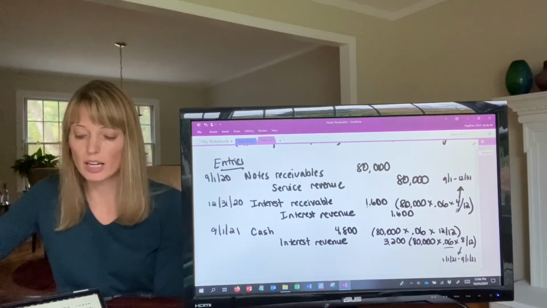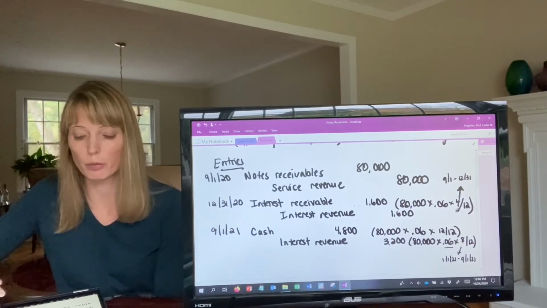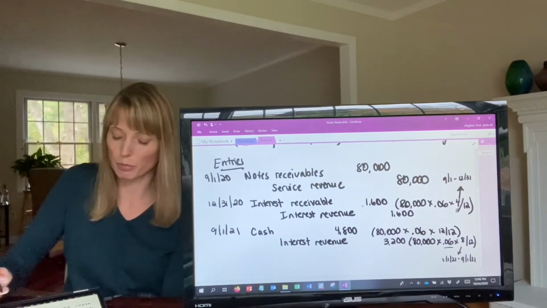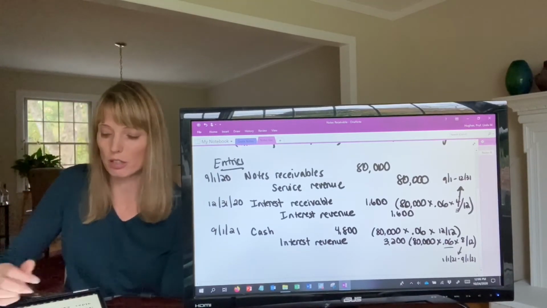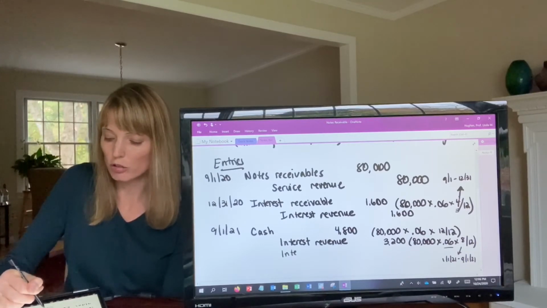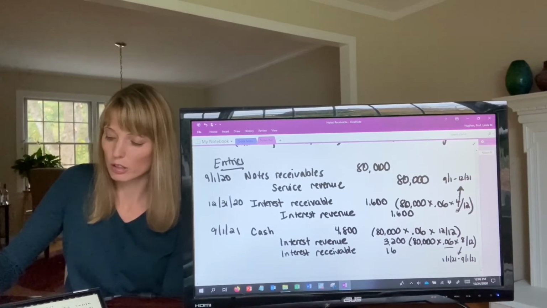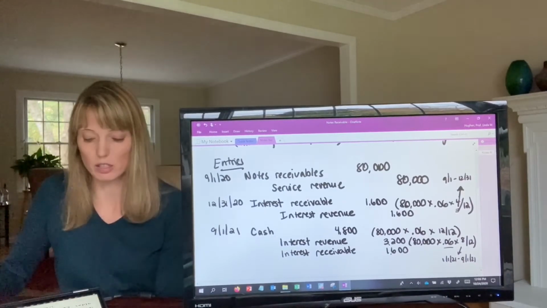So we need to take off this interest receivable that we booked on December 31st, 2020, to have our interest receivable account be 0. So I'm going to credit interest receivable for $1,600, and now my equation balances.